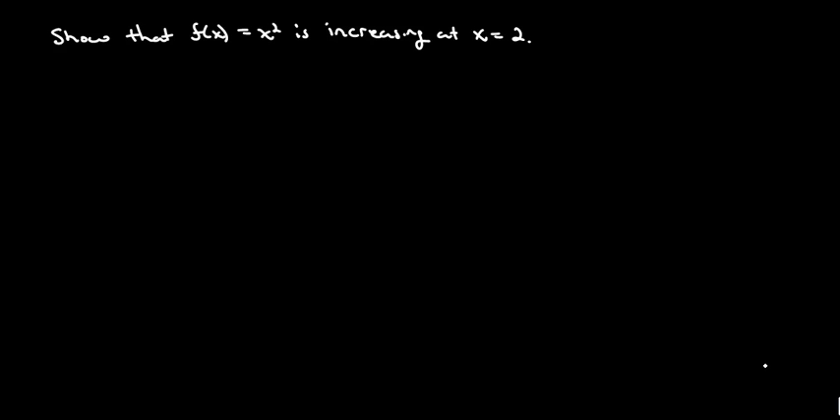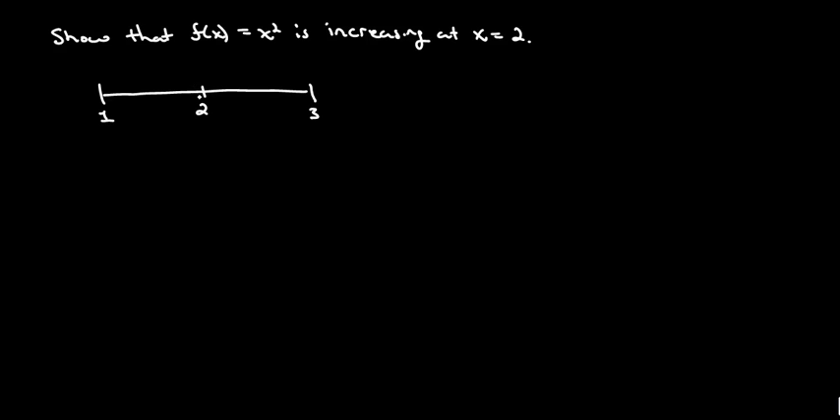So your book goes through kind of a convoluted way of showing that a function is increasing or decreasing. What they say is, look, pick an interval, some interval around your x value. So for example, let's pick around our example, around 2. Let's go from 1 to 3.